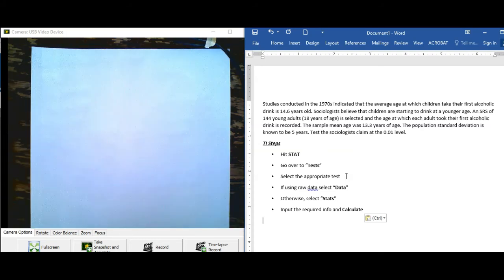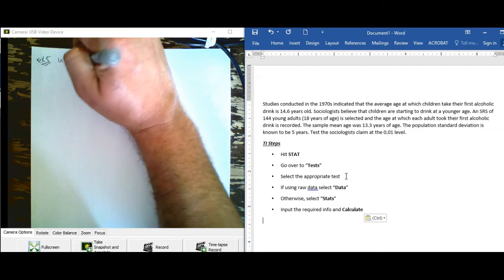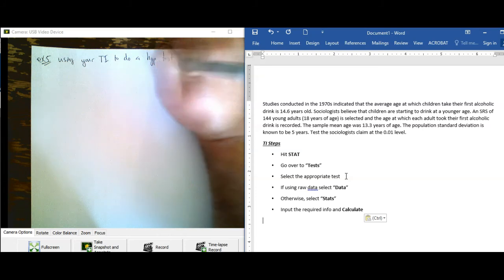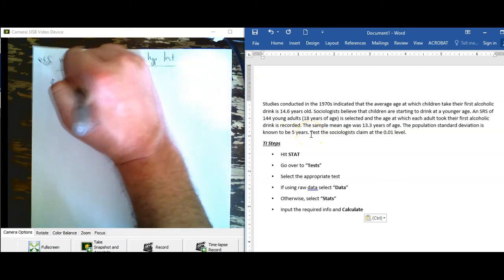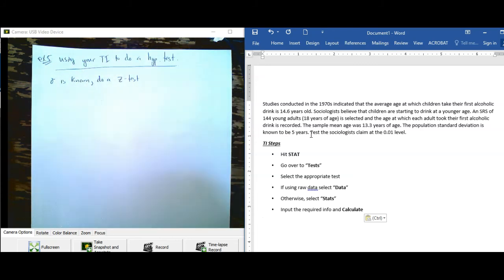All right, so first things first, we need to figure out what type of test we're going to use. Are we doing a z-test for the mean or a t-test for the mean? Using your TI to do a hypothesis test. All right, so is this a z-test or t-test? Well, we have to know the population standard deviation. The population standard deviation is known to be 5 years. So sigma is known. Do a z-test.